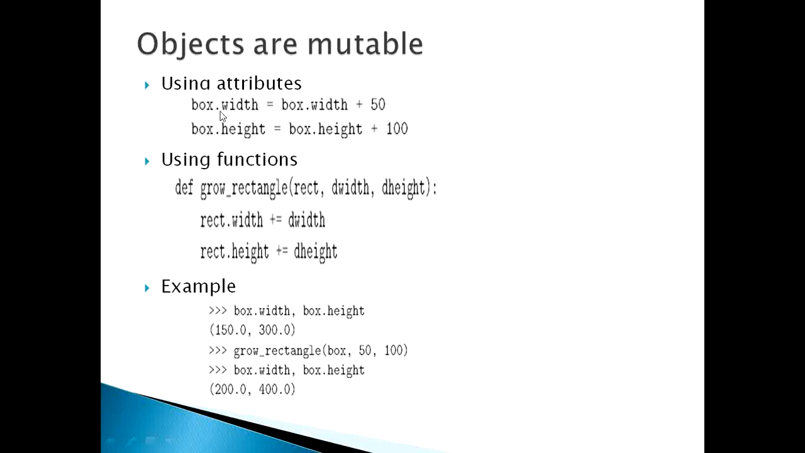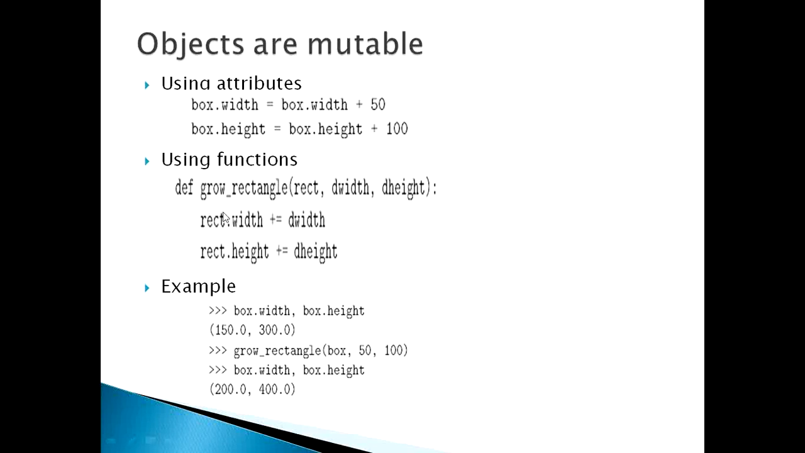So you can see again a dot operator. What is the attribute? Width. We are changing the attribute width, that is, we are increasing it by 50. Okay. So when I change the width and height, what is happening? First the attributes are getting changed, then the object is getting changed. So that means the objects can be changed. So this is one method, using the attributes.